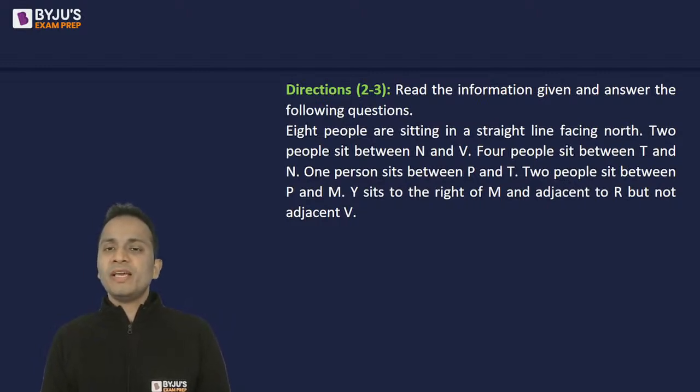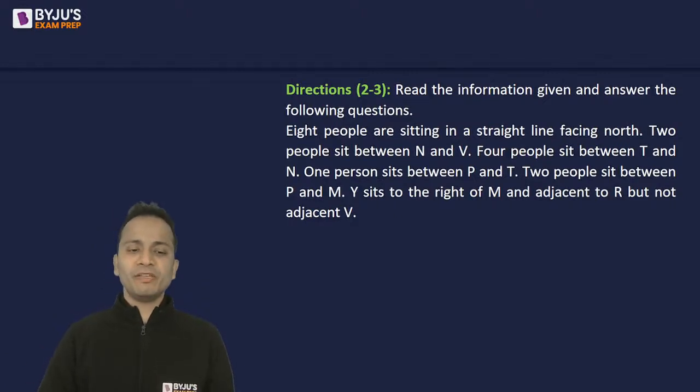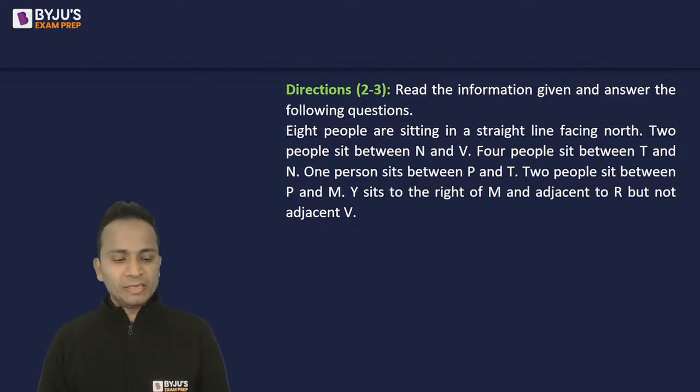2 people sit between N and V. 4 people sit between T and N. One person sits between P and T. 2 people sit between P and M. Y sits to the right of M and adjacent to R but not adjacent to V. So this question is similar to the previous one. Quickly make the arrangement and then I will take you to the questions one by one. Once you are done with the arrangement, you can post done in the chat box so that I will take you to the questions.